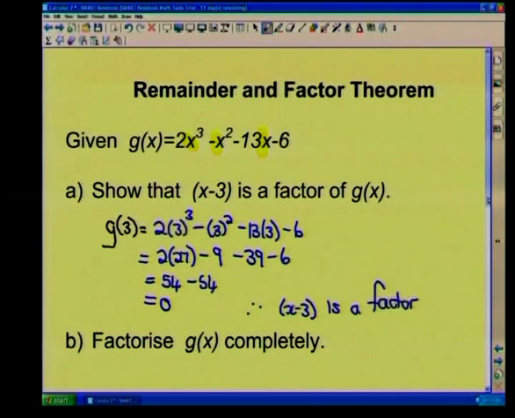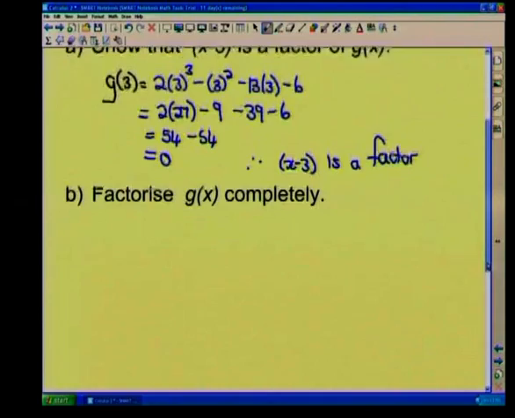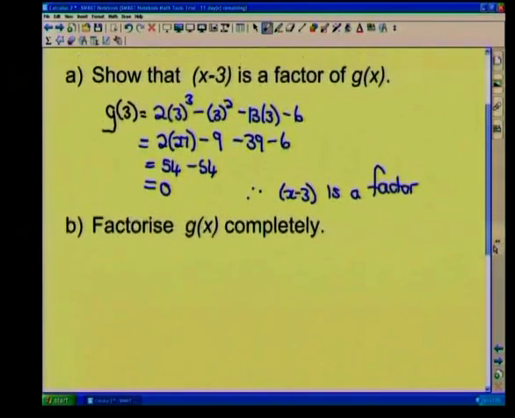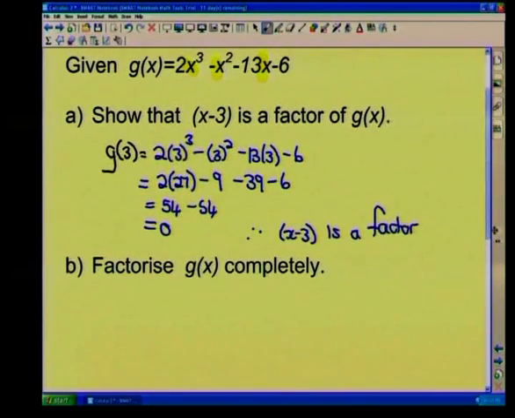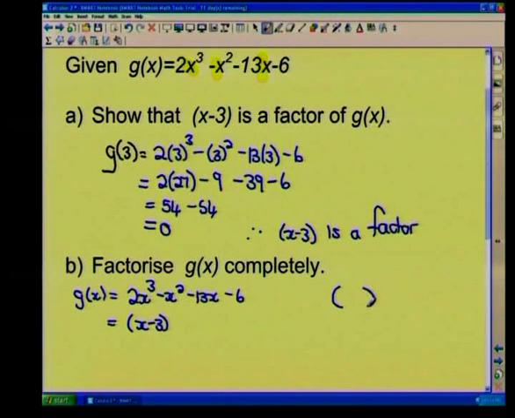Now, at this stage, we can move to factorizing g of x completely. I just want to keep that there for a few minutes. The actual equation was 2x cubed minus x squared minus 13x minus 6. And what we have just found out is that one of the factors is that. Now, if this is a cubic, we know we are going to end up with 3 factors, assuming they can all be worked out. So we know we're looking for the other 2 brackets.